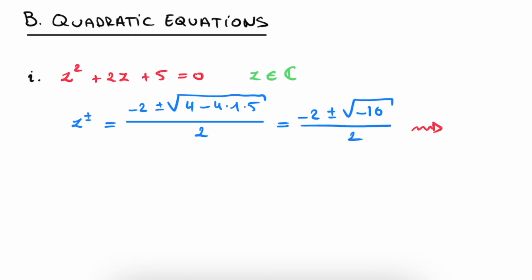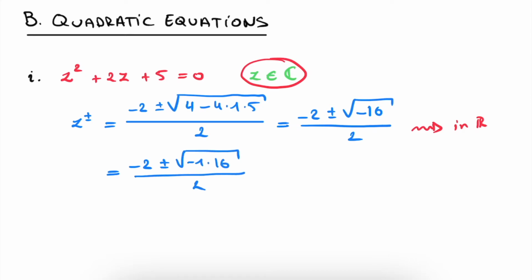And at this point, the difference lies, because if we were working in R, so for real numbers, then we would just stop here and say that this quadratic equation does not have any solutions. However, because we're now working with complex numbers, we know how to take the square root of a negative number. This is even exactly the same exercise that we did at the beginning of this video, the square root of minus 16. This means that we can write this as minus 2 plus minus the square root of minus 1 multiplied with 16 divided by 2. And again, this will be minus 2 plus minus i times 4 divided by 2. Or if we write it even differently, we get minus 1 plus minus 2i.